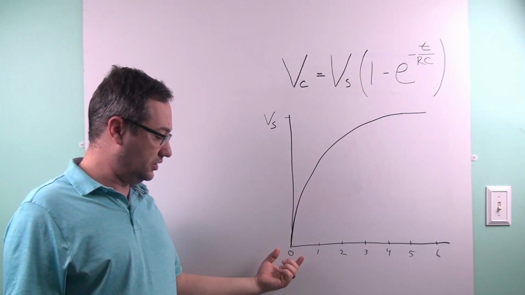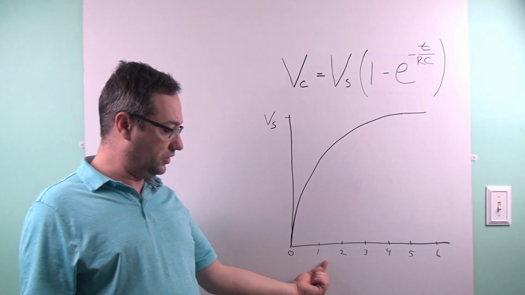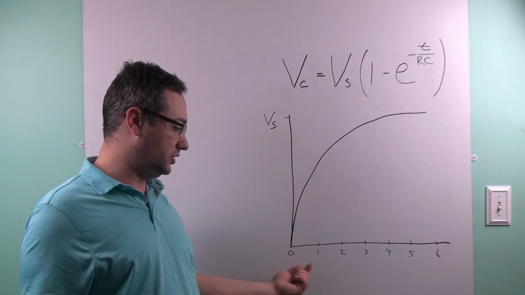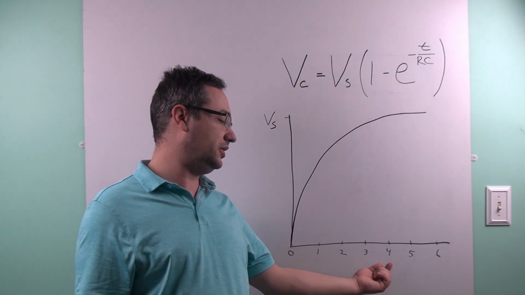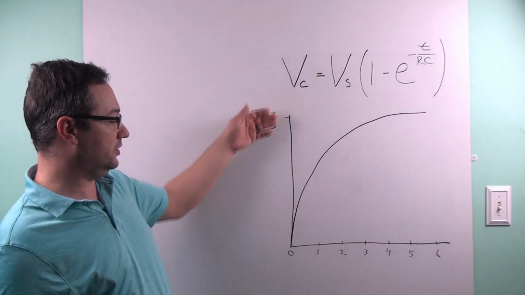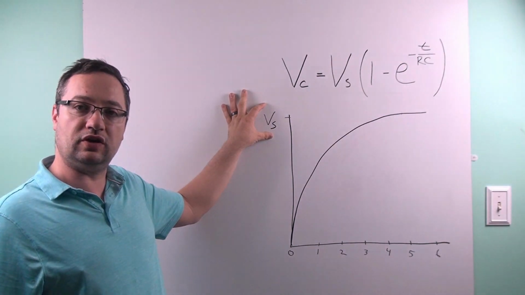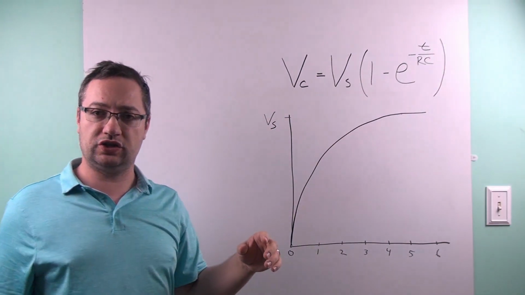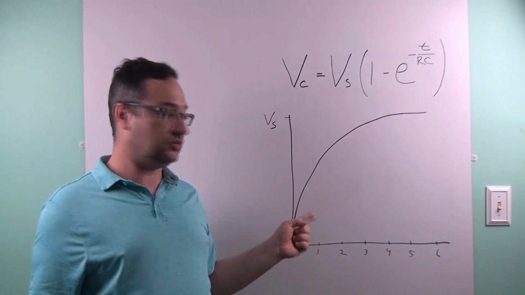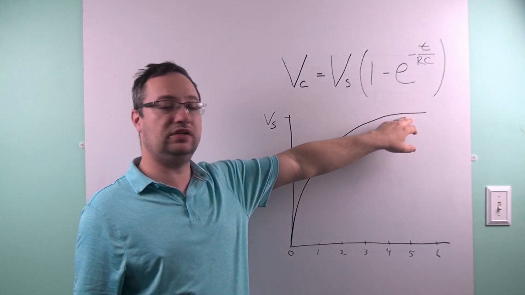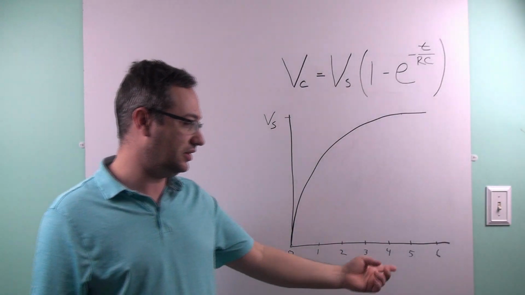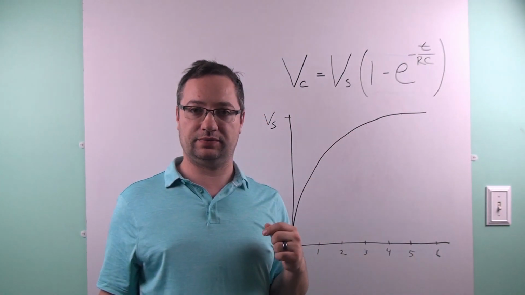RC, the time constant, in this graph breaks out to these here. These are time constants. So zero is when the switch closes, and then 1 time constant, 2 time constants, 3 time constants, 4, 5, and 6. So time is on the x-axis. On the y-axis here, we have the voltage of the source. And so the question is, how long does it take for the capacitor, which is this line here, VC, to reach effectively the voltage of the source? And the simple answer here is that it takes about 5 time constants.